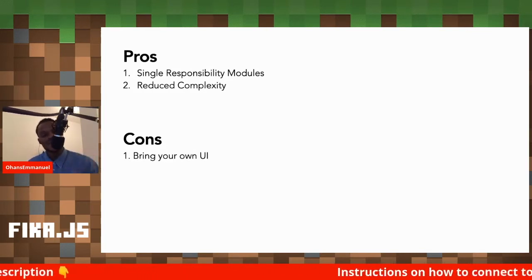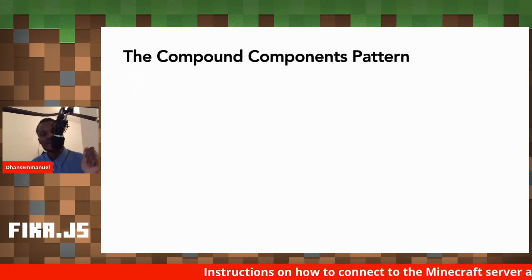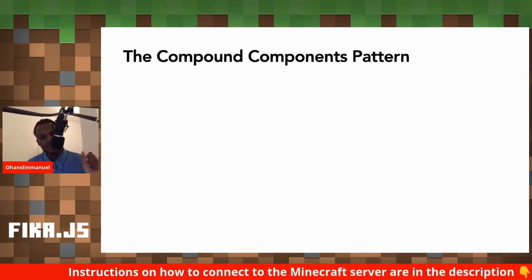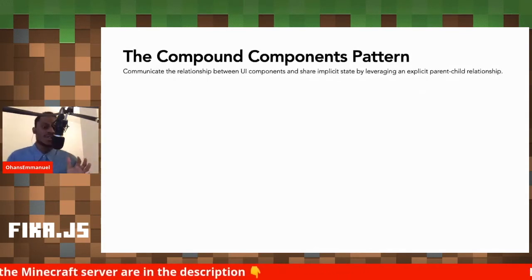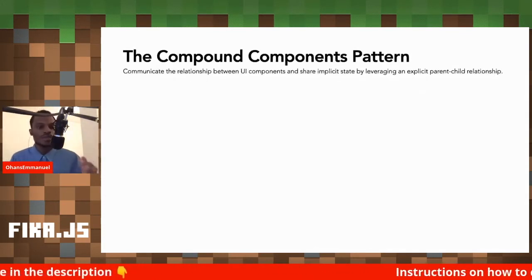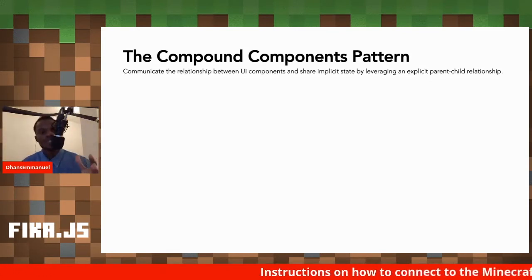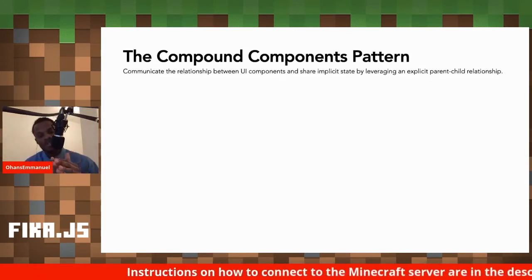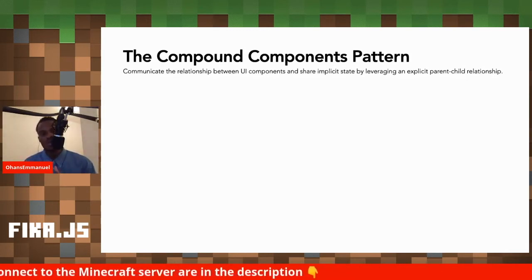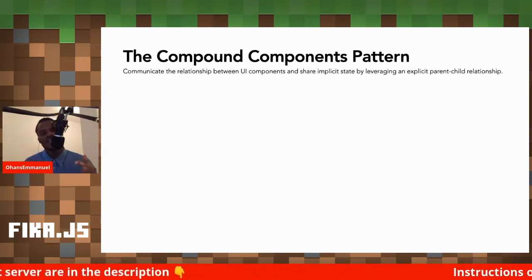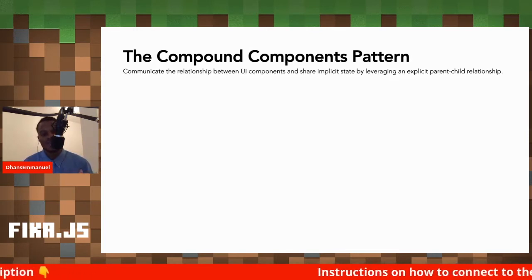Now let's go further and see a more interesting pattern, and this is the compound components pattern. Now this is pretty simple, but very explicit in its own way because it lets you explore the relationship between UI components as parent-child explicitly, and then within that structure, within that tree, you can go ahead and share implicit state.